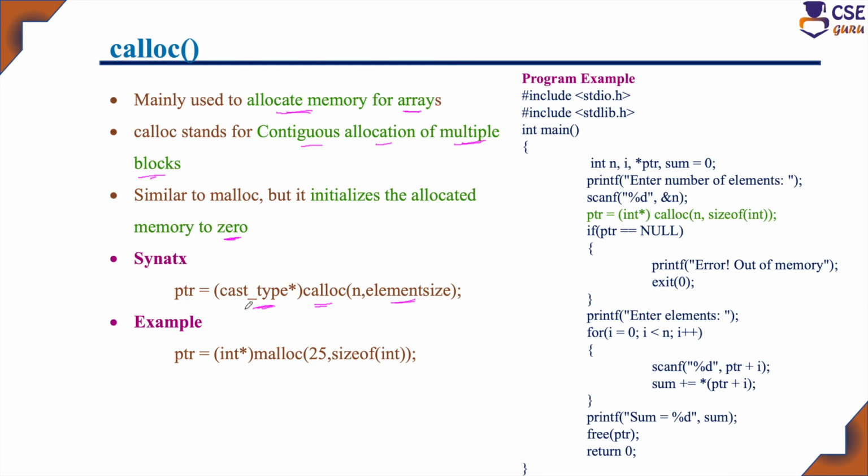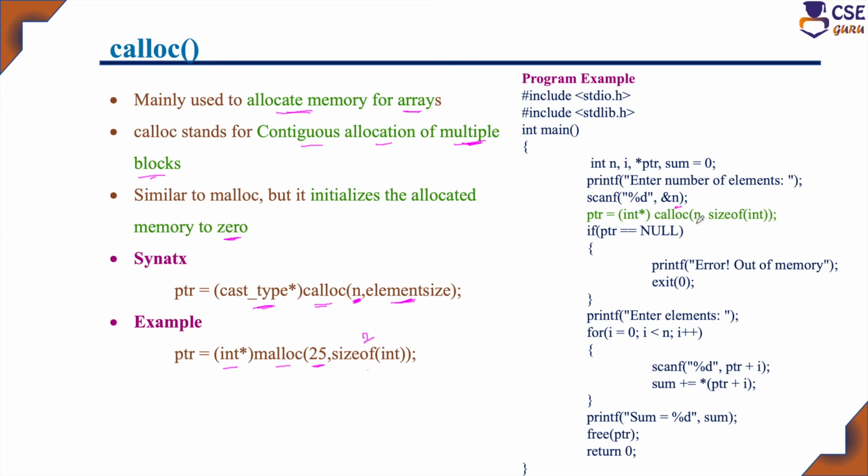integer. Whatever data type you are specifying, that size you have to specify here, and n represents how many blocks are required. That is 1 block, 2 blocks, likewise multiple blocks we can allocate, and that multiple blocks we represent with n. For example, here if you are considering integer, malloc 25 blocks of size of int, integer in the sense 2 bytes, 25 into 2. And here in the example, the same sum of n elements, here you need to enter n.